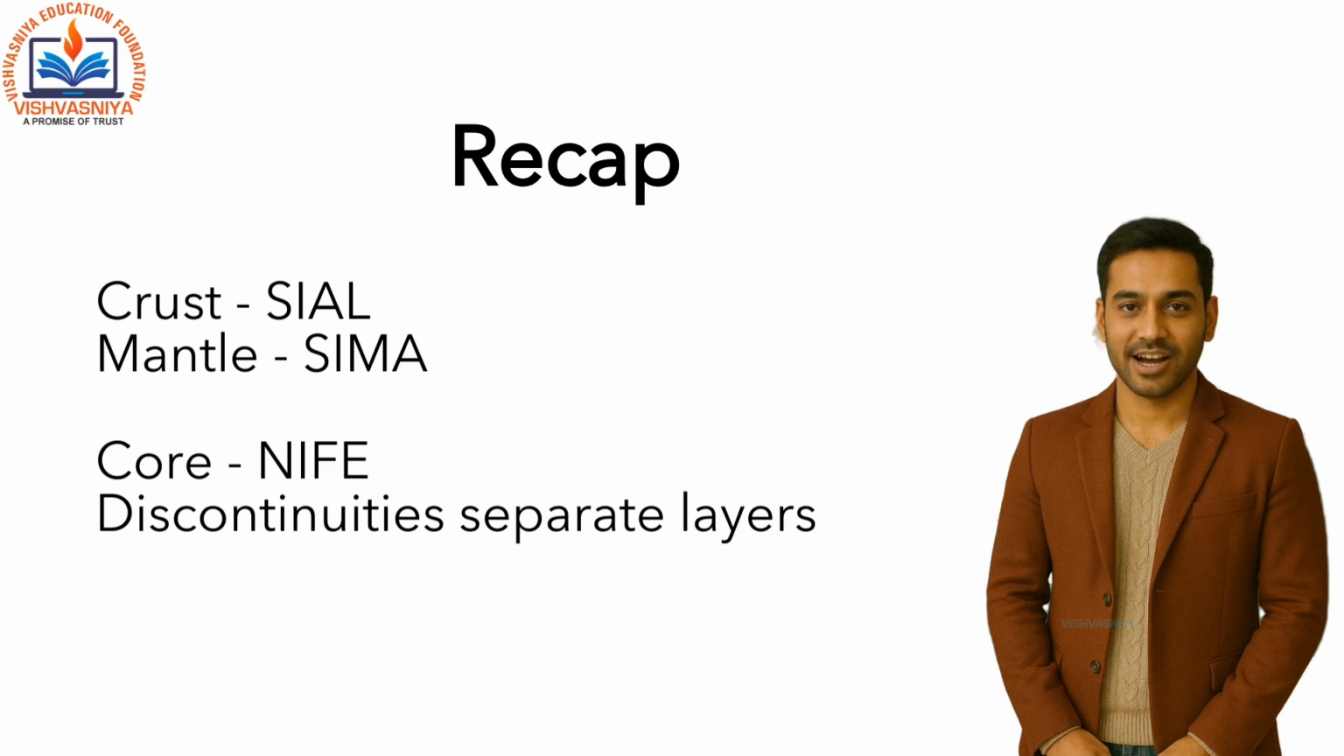Let's quickly revise: crust, thin outer layer made of SiAl; mantle, middle layer made of SiMa with the asthenosphere; core, innermost, made of NiFe, outer part liquid, inner part solid. Discontinuities, boundaries separating these layers.